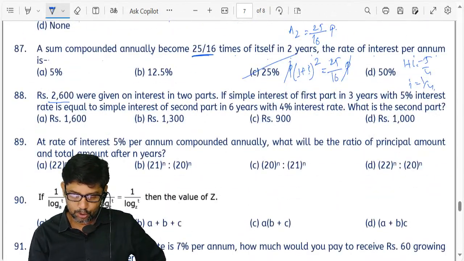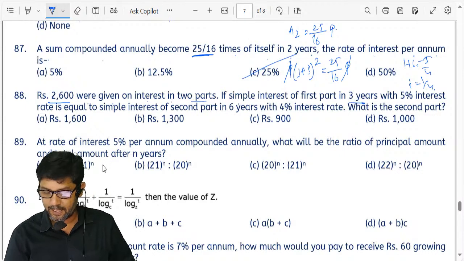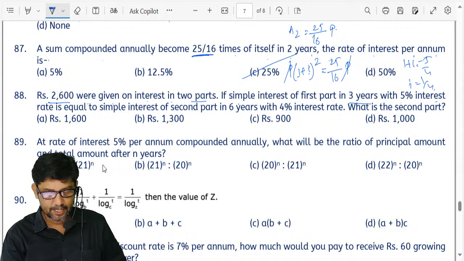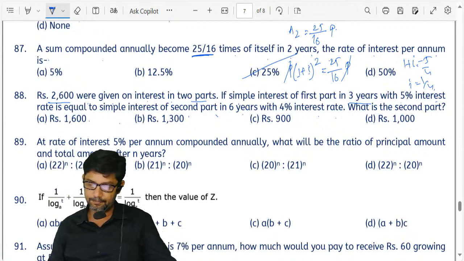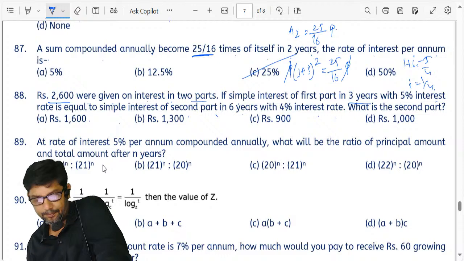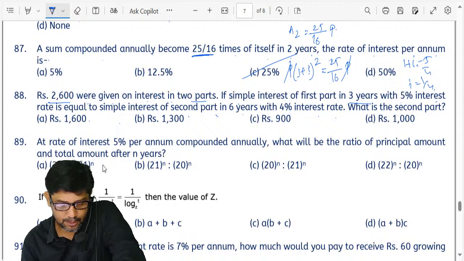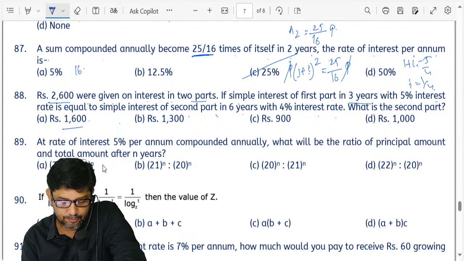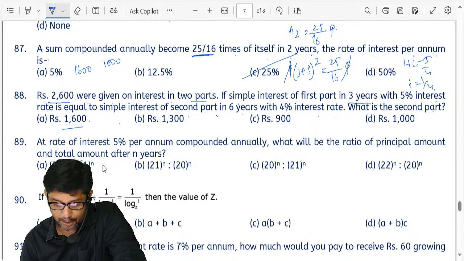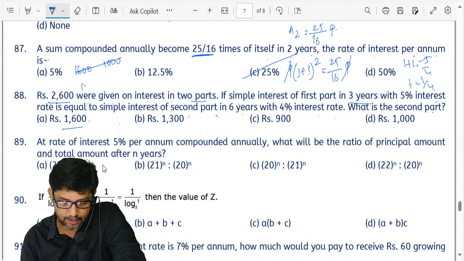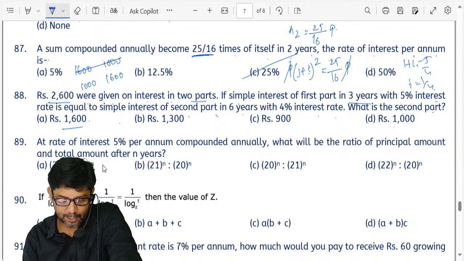Next, 2,600 rupees was given on interest in 2 parts. If the simple interest for the first part for 3 years at 5% interest rate is equal to the simple interest on the second part for 6 years at 4% interest rate, what is the second part? Now, let me check. Option A. First part is 1,600, second part is 1,000 rupees. Sorry. Second part only they ask you to find out. So let me take 1,000, 1,600. You have a calculator? Take simply calculator.